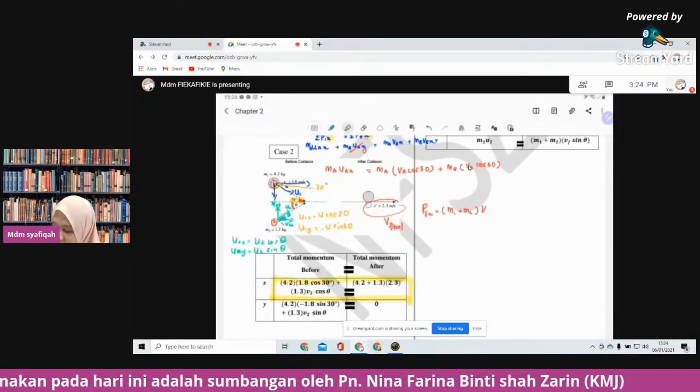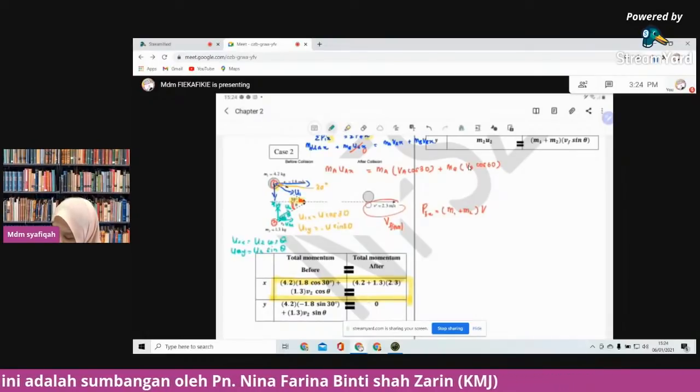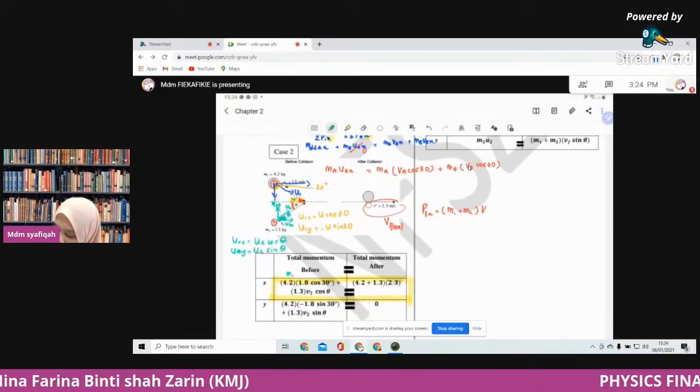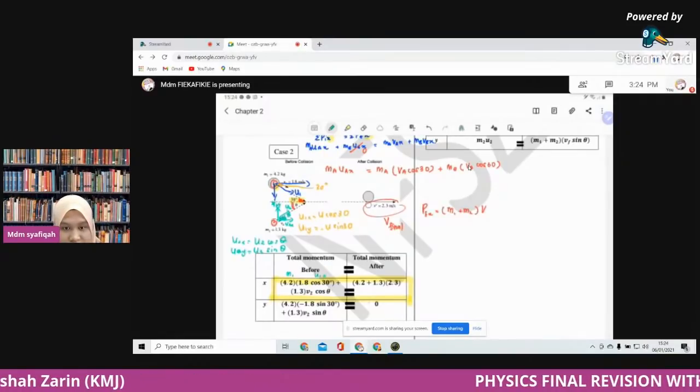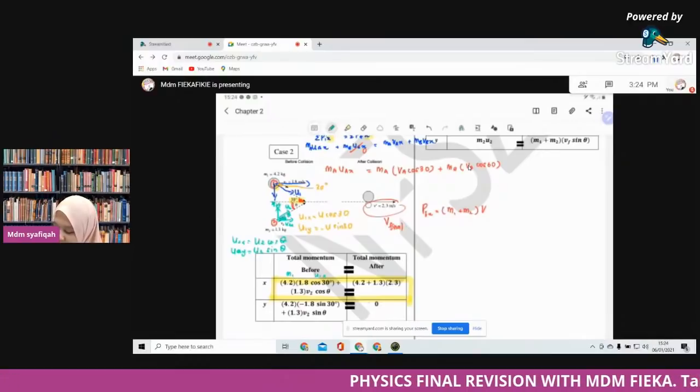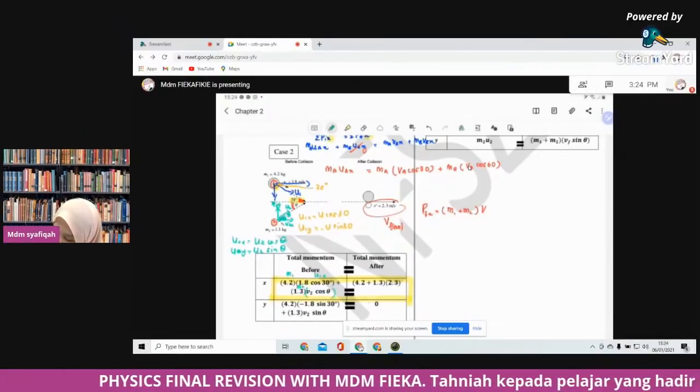So now when we try to write the equation in X component. Tengok ya. Yang ni kita ada M1, this one is U1X, plus this is M2 and this is V2X.